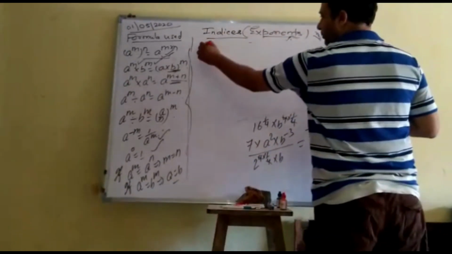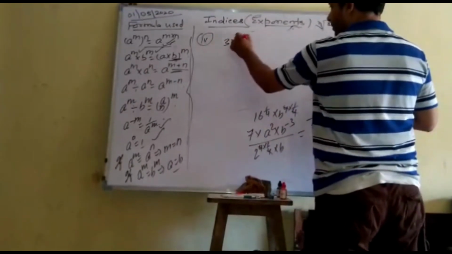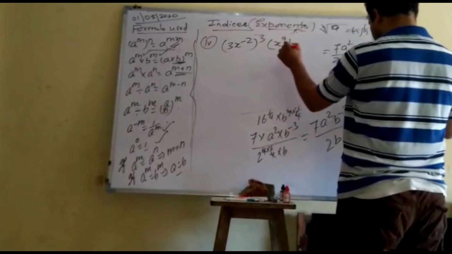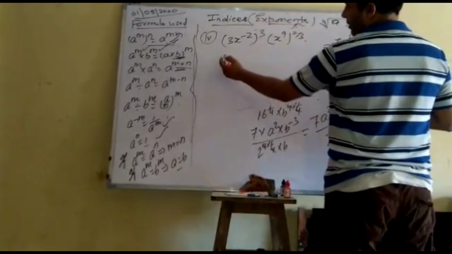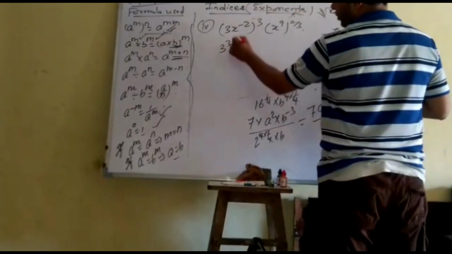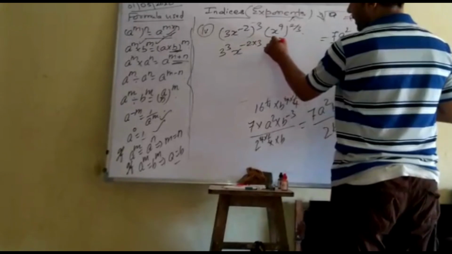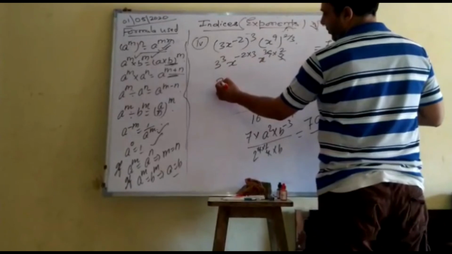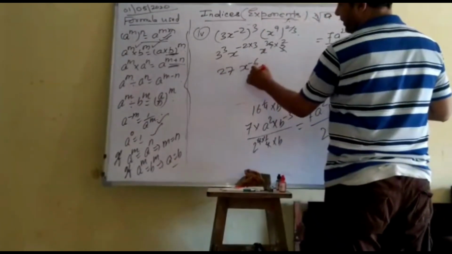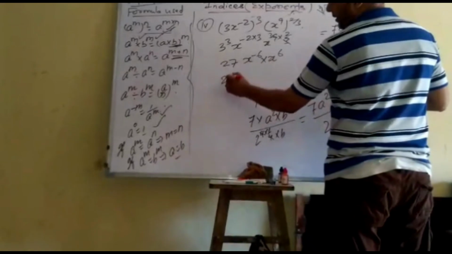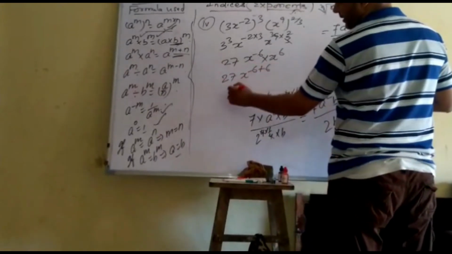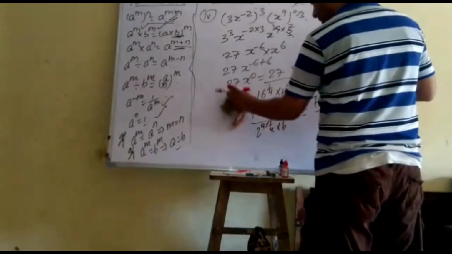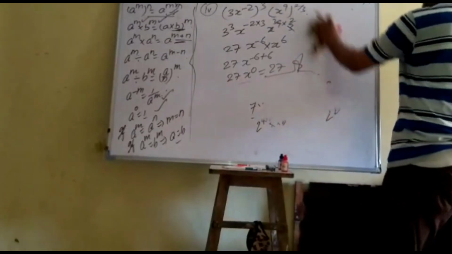Fourth question: (3x to the power minus 2) cubed into (x to the power 9) raised to power 2 by 3. So how to solve? 3 cube, minus 2 into 3, 9 into 2 by 3. 3 times 3 is 9. So 3 cube is 27, x raised to power minus 6 into x raised to power 6. So 27 x raised to power minus 6 plus 6. So 27 x raised to power 0 is 27. Your answer. So these questions are very easy. So please try to solve.